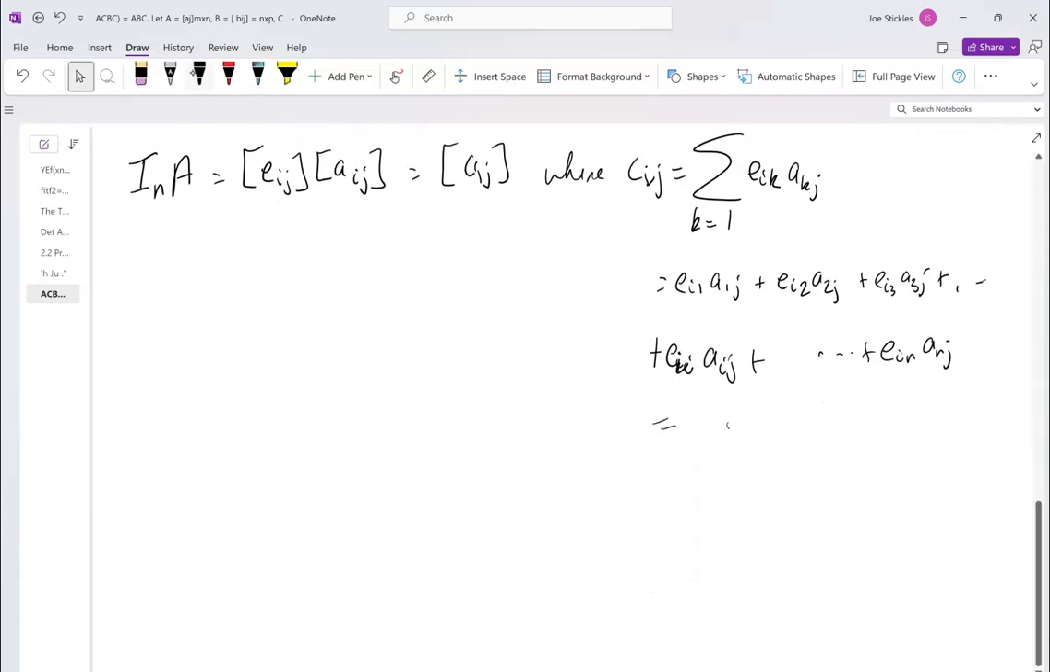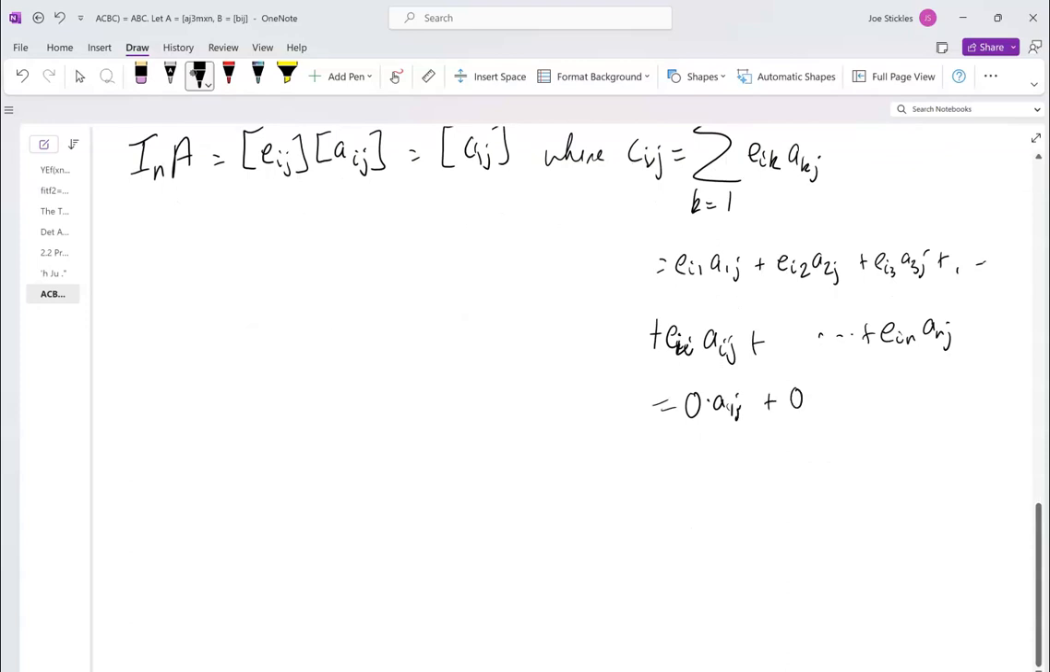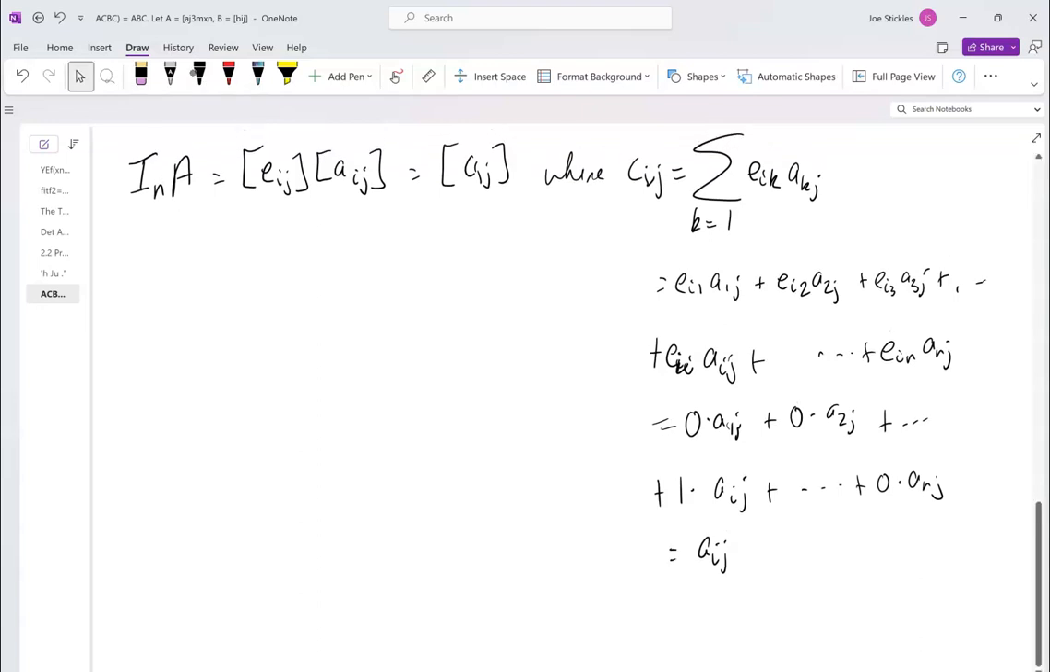It's 0 times A1J plus 0 times A2J, so on out to 0 times ANJ. The only one that survives is what? The EII, right? The one in the middle is 1 times AIJ. So what does that simplify to? Just AIJ. So notice when we multiply the identity matrix by the A, the general entry matches, right? The CIJ matches the AIJ. It doesn't change the matrix at all. That's what we're showing here with symbols. We didn't change the general entry at all. It stayed the same as what the A was.